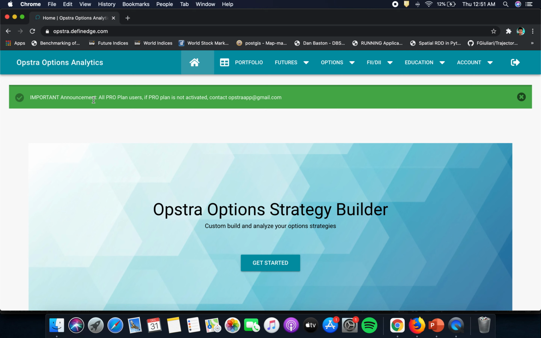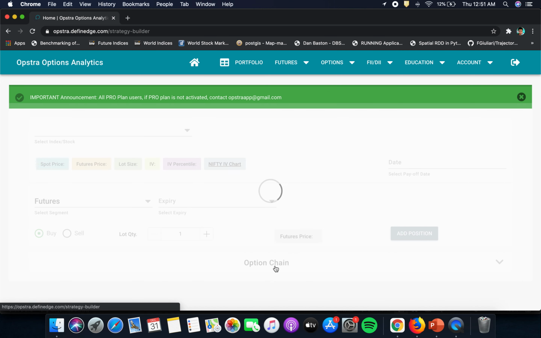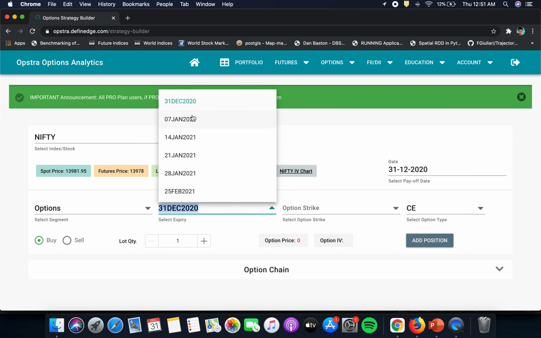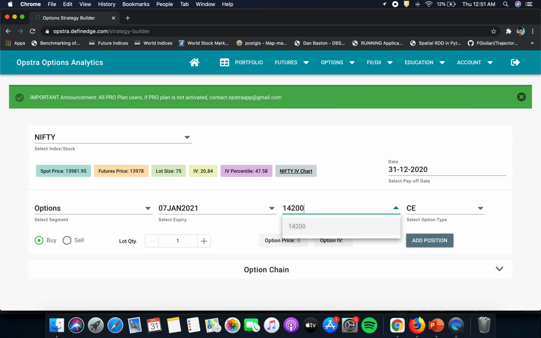So here we are at Opstra, and let me first quickly show you iron condors, just so you get a recap of what we are trying to do here. If I'm trying to create an iron condor, let's say for next week, for the expiry of 7 Jan, I will short a call option at 14,200 and then maybe hedge it with 14,400. And on the downside, maybe I can short a put option of 13,800 and hedge it with 13,600.